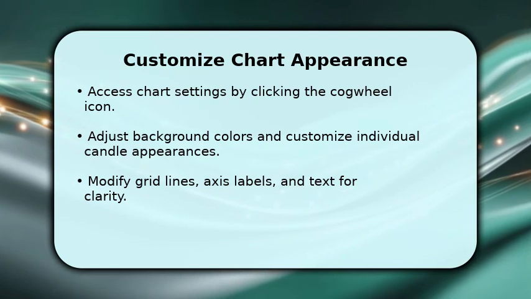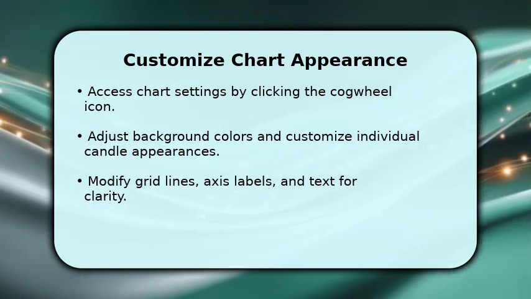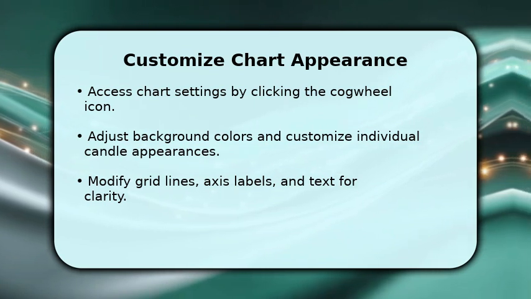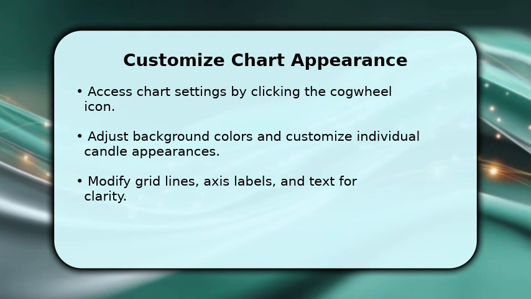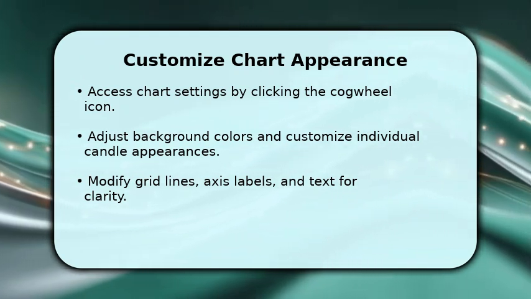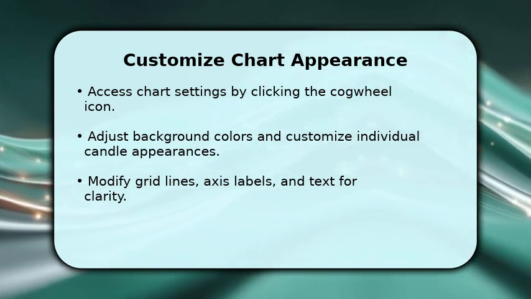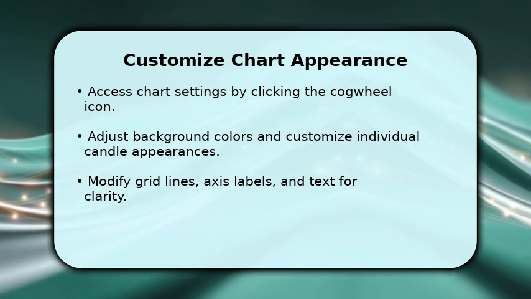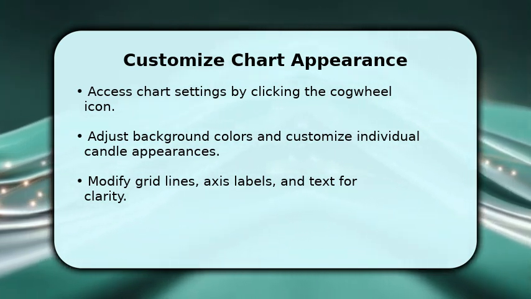Now, let's personalize your chart's look and feel. Click the cogwheel icon, usually in the top right, to open the chart settings. Here, you can change the background color to a dark or light theme, whichever you prefer. You can also customize the colors of your bullish and bearish candles, perhaps green for up and red for down. Additionally, adjust grid lines, axis labels, and text to ensure your chart is clean and easy to read, reducing visual clutter for better focus.